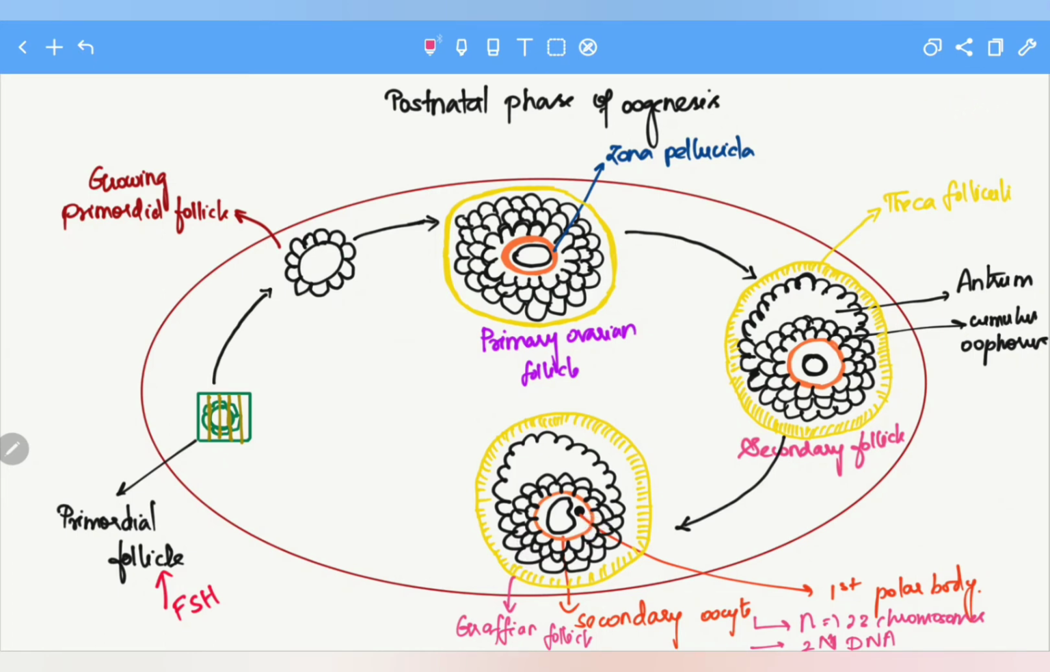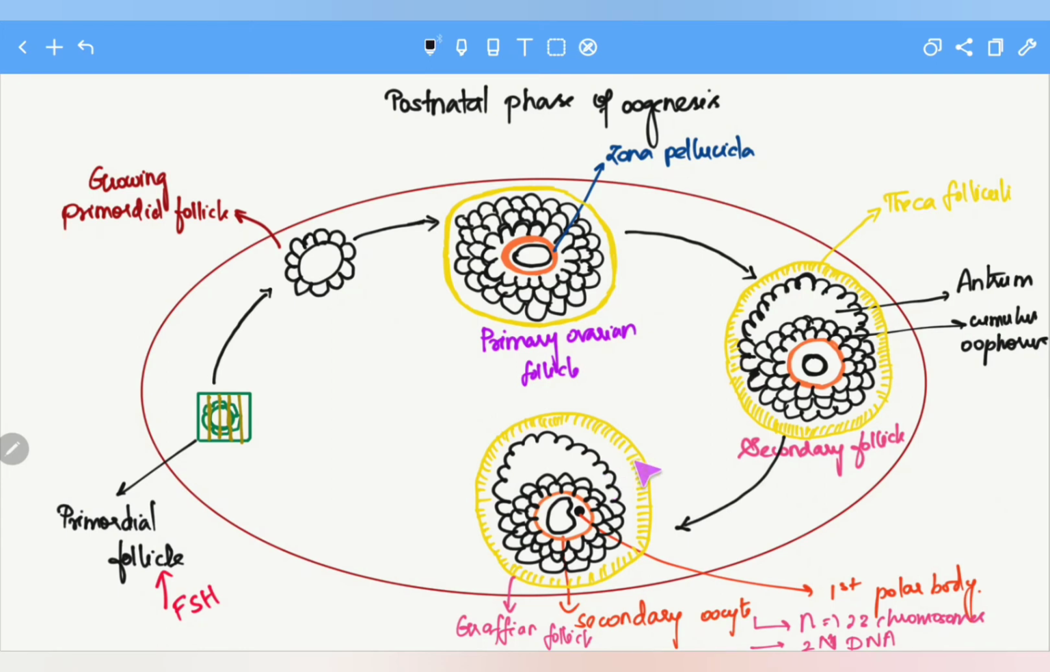Another interesting thing I would like to mention is that the secondary oocyte, just 3 hours before the ovulation, gets arrested in the metaphase of the second meiotic division, right? This second meiotic division gets completed only if sperm approaches the released ovum. If not, it just stays arrested in the metaphase stage of the second meiotic division.